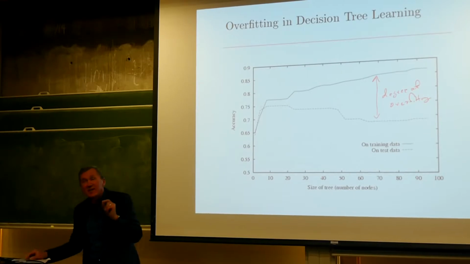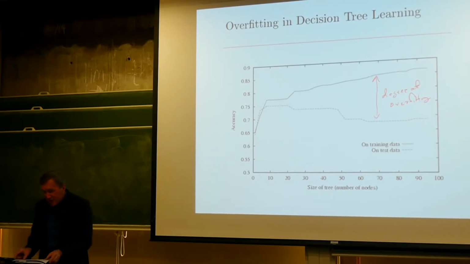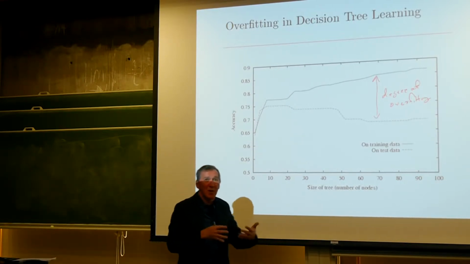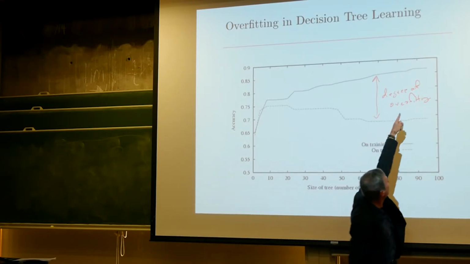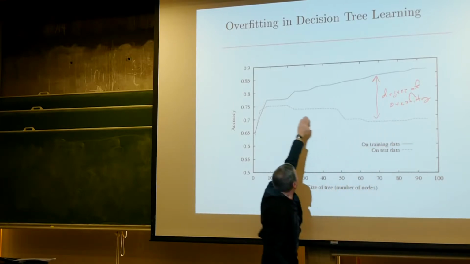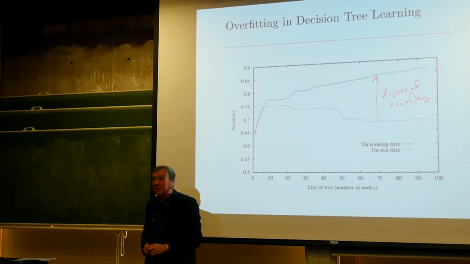And so in practice, when we train these systems, we have to be aware of this problem and we have to do something about it. Otherwise, if we really let the algorithm grow the tree all the way until it perfectly classifies the training examples, we might have a very suboptimal tree in terms of its performance in the future.